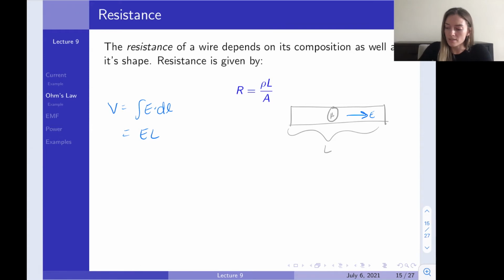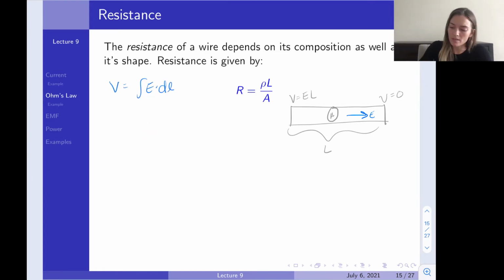So the difference in potential between this end of my wire and this end, if I have a constant electric field moving through it, is just going to be the electric field times the length. So this end we'll say is at potential EL, and we'll say this end is at 0. So I can write my potential for this little length of wire as E times L.